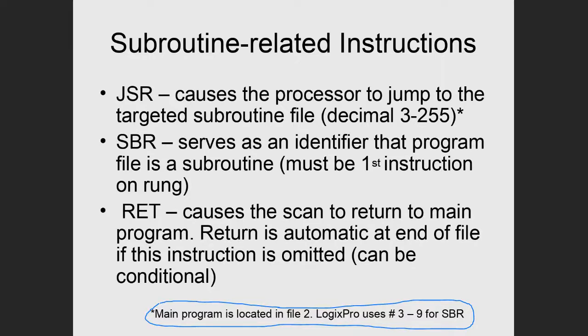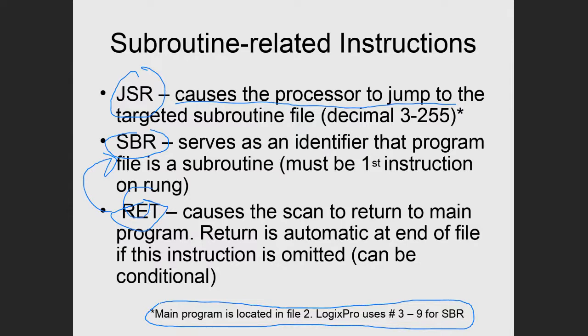I would say mark this slide because this kind of defines what those instructions are. You've got the jump to subroutine. It tells you what it does here. It causes the processor to jump to the targeted file where you put the subroutine. And these are the actual subroutine labels that identify that particular file as a subroutine. And then the return is always the last statement in the subroutine. When it hits that particular instruction, it'll jump back to the main ladder.